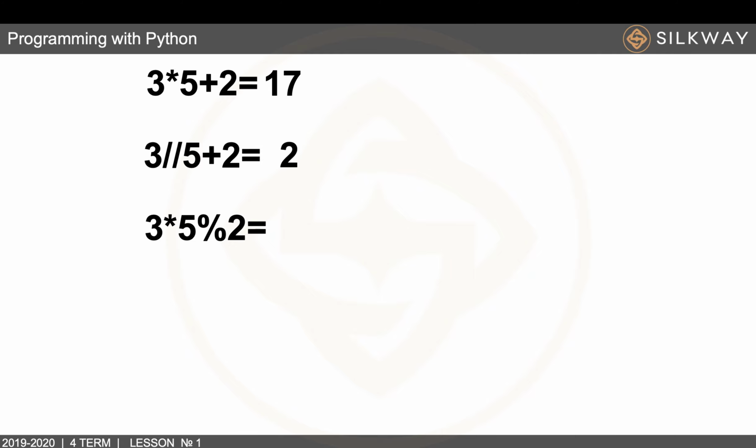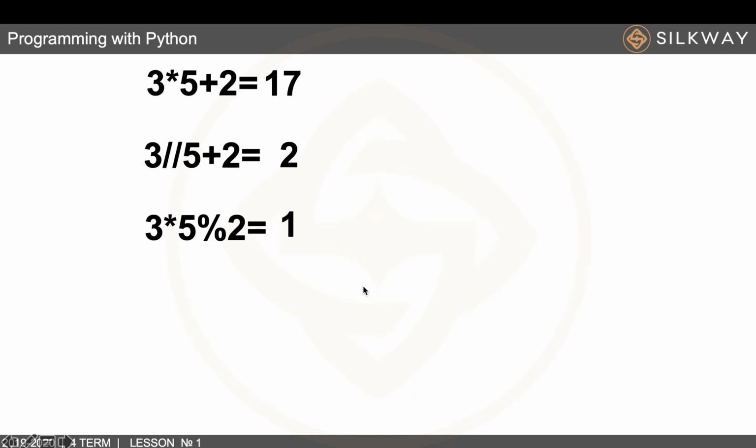I hope you understand this one. The next example, 3 times 5 modulus 2. And the result, in 3, 2, 1, is 1. Why 1? Because the modulus and the multiplication have the same power, so I have to evaluate them from the left to the right. 3 times 5 is equal to 15. 15 divided by 2, the remainder, is 1.